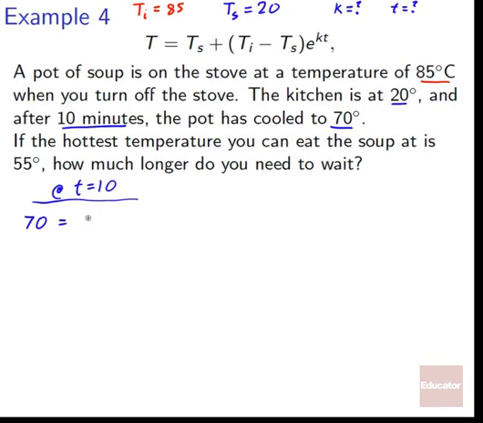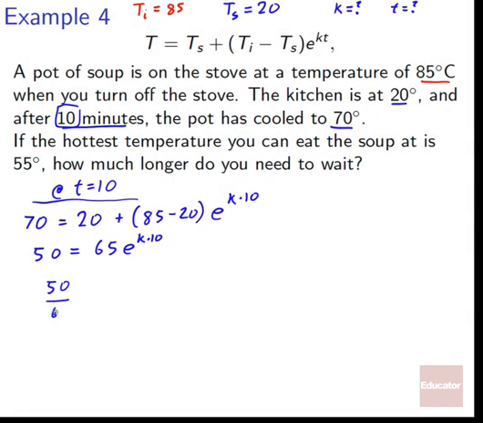set up everything else. The surrounding environment is 20, plus the initial temperature of 85 minus the surrounding at 20, times e to the k times t, and we know that it's 10 minutes, t equals 10 in this case. Great. We start working this out. We start working towards the e to the k times 10. So we subtract by 20 on both sides. 85 minus 20 becomes 65 times e to the k times 10. Divide by 65 on both sides. We get 50 over 65 equals e to the 10k.